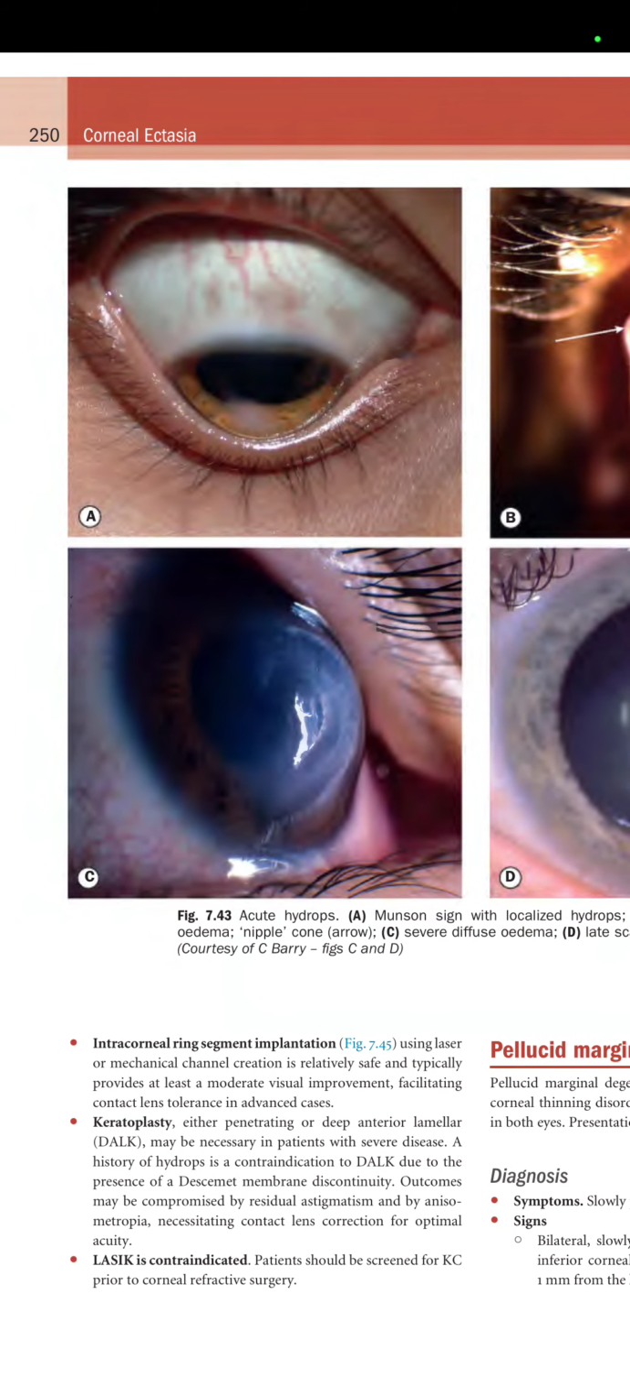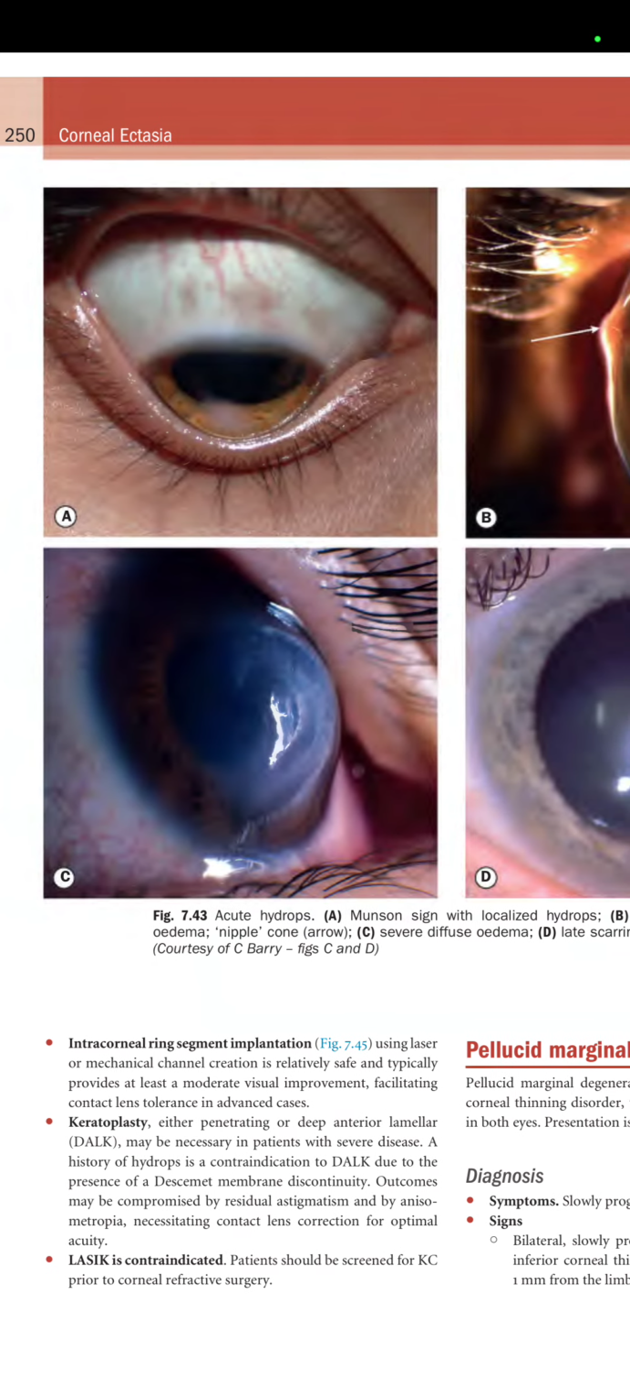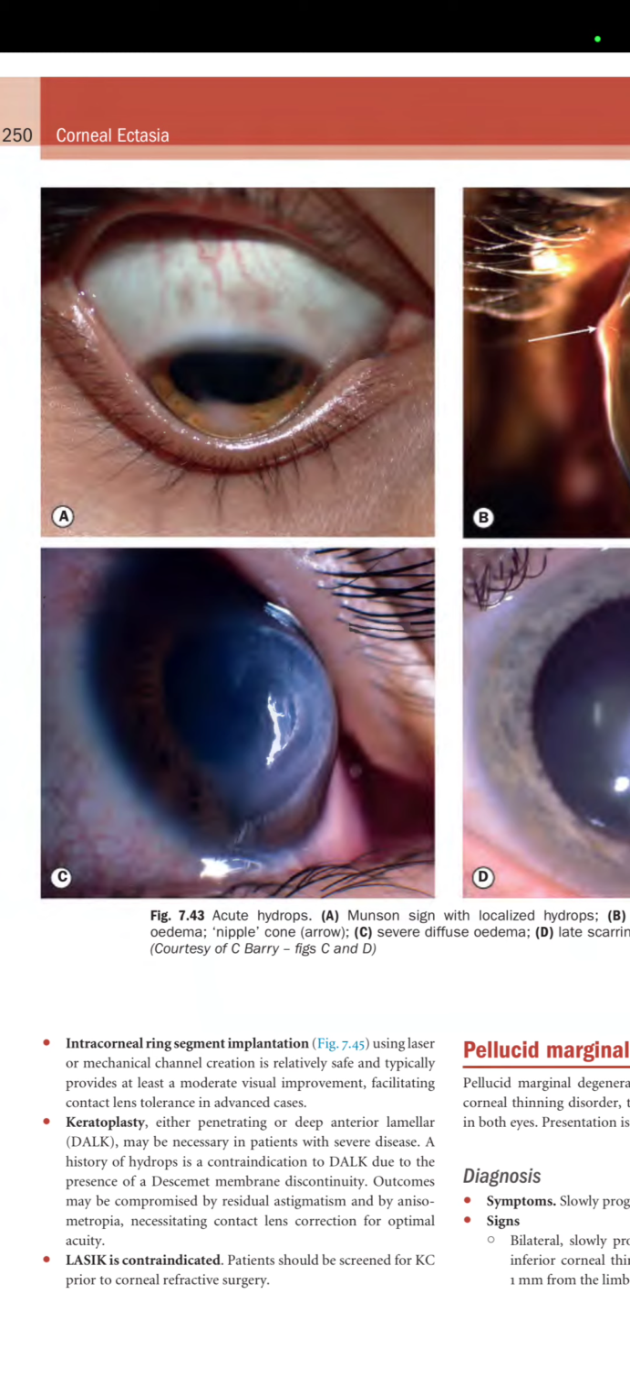Intracorneal ring segment implantation using laser or mechanical channel creation is relatively safe and typically provides at least a moderate visual improvement, facilitating contact lens tolerance in advanced cases. Keratoplasty, either penetrating or deep anterior lamellar keratoplasty, may be necessary in patients with severe disease. A history of hydrops is a contraindication to DALK due to the presence of a Descemet membrane discontinuity. Outcome may be compromised by irregular astigmatism and by anisometropia, necessitating contact lens correction for optimal acuity. LASIK is contraindicated. Patients should be screened for keratoconus prior to corneal refractive surgery.